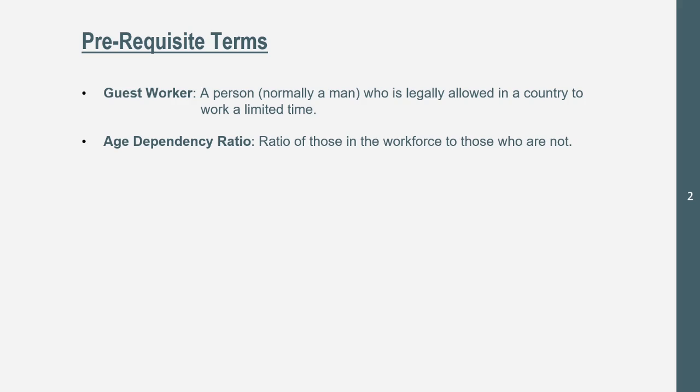Now the next word I want to go through is age dependency ratio, of those in the workforce to those who are not. People who are usually going to be in the workforce are going to be between ages 15 and 64, and those who are not are going to be between the ages of 14 and under, and 65 and up. Now, a guest worker is going to be allowed in the country for a limited amount of time. Popular guest workers are going to be because they want oil, or they're in the military. That's going to be a guest worker.